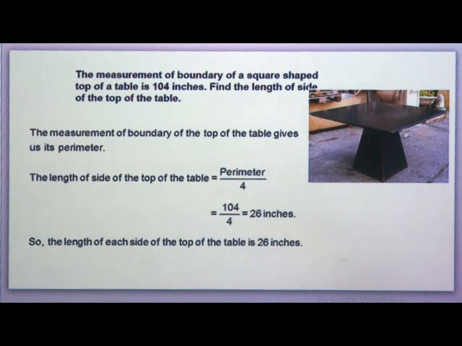Here, one side of the top is 26 inches, then the other length will also be 26 inches, the third length will also be 26 inches and the fourth length will also be 26 inches. When you add all these lengths, it is nothing but the perimeter. The perimeter was given to us, and we had to find the length of one side of the top of a table. So, the length of each side of the top of the table is 26 inches. In this way, if the perimeter is given, we can find the length of one side of a table.